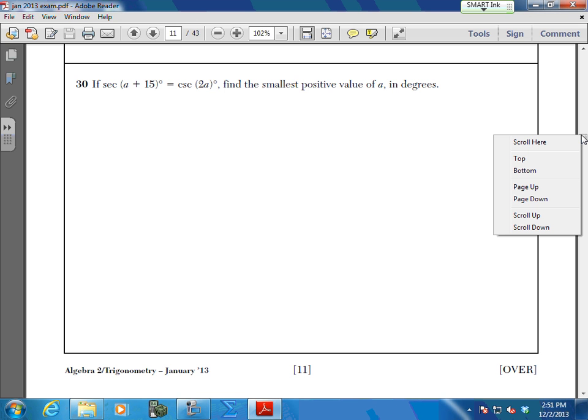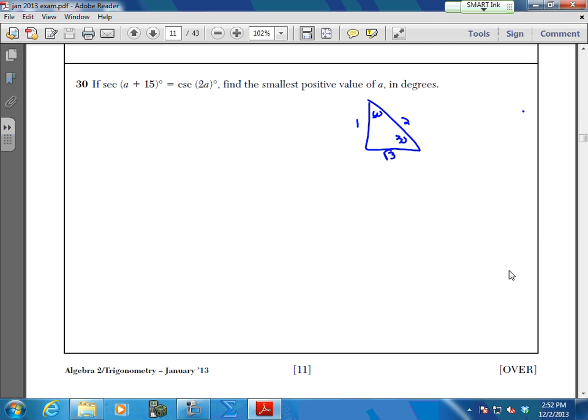Okay, number 30 is a little tricky. One of the things you have to remember is cofunctions of your angles. For instance, let's take a look at your 30, 60, 90. This is your 1, your radical 3, your 2. Now, when you do this, you notice that your sine of 30 and your cosine of 60 are equal. Your cosine of 60 is equal to your sine of 30. So your cofunctions are equal on this.